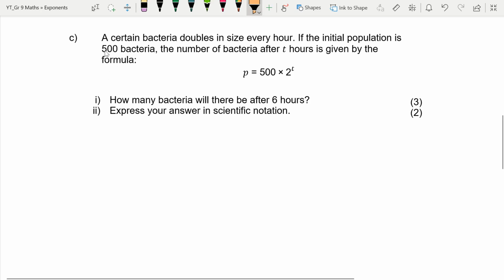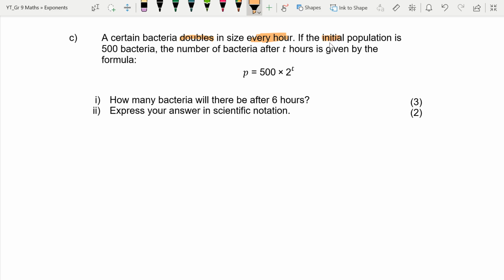Now with the third one, a certain bacteria doubles. So if something doubles, we are timesing it by 2, hey, in size every hour. So in 1 hour, it will double. Then in the next hour, that value will double again. Okay, we need to visualize that idea.